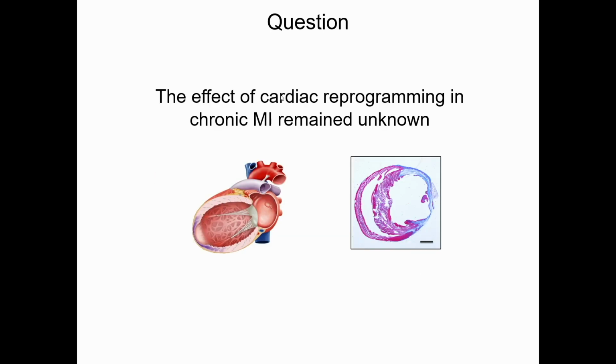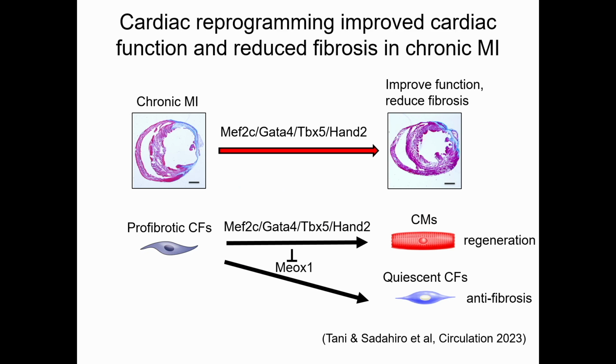However, there is an important question. The effect of cardiac reprogramming in chronic MI remained unknown. Chronic heart failure is an unmet clinical need. So our laboratory is focusing on chronic MI in this paper. Today I'm going to talk about how cardiac reprogramming could improve cardiac function and reduce fibrosis in chronic MI, which was published very recently in Circulation. We found that overexpression of 4 cardiac reprogramming factors, MEF2C, GATA4, TBX5, and HAND2, could reprogram fibroblasts into cardiomyocytes and improve function and reduce fibrosis.